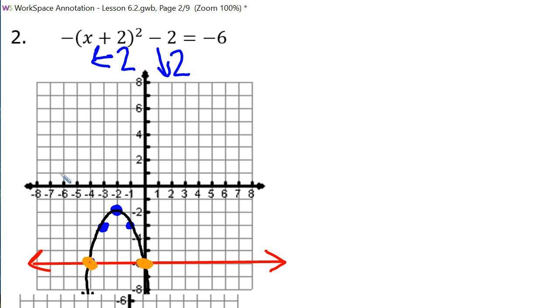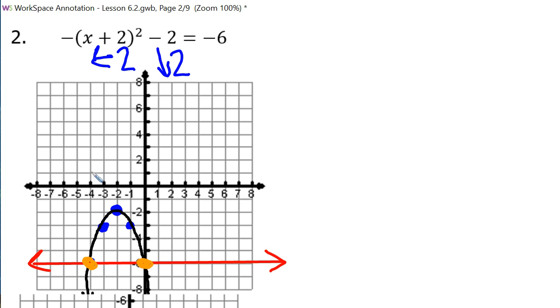So for the left point, what's the x value right here? -4. What's the x value right here? 0. So x equals -4 and 0. You can put it together like that, or write them separately. Why 0? It is the x value. If you look right here, what is the x value for this point?